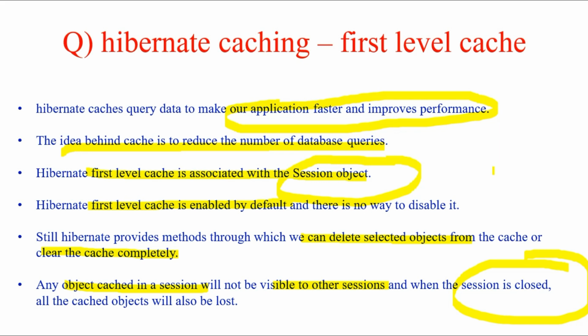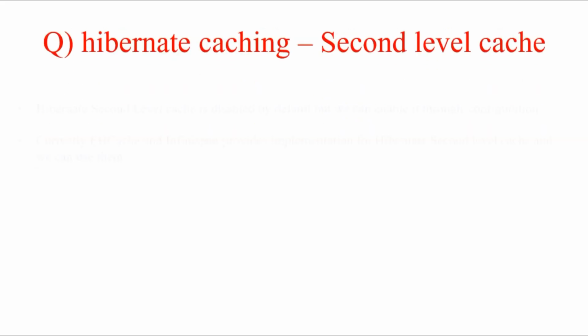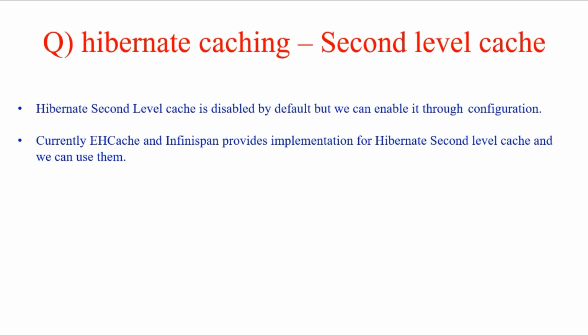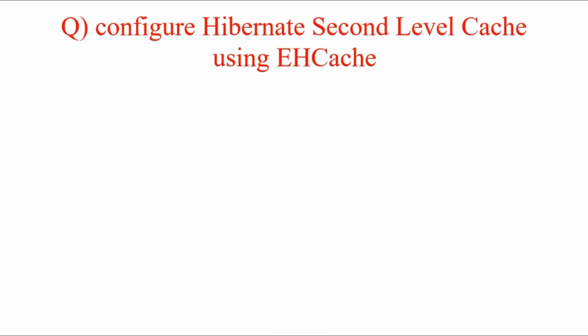That is why there is a concept called second level cache. The second level cache is by default disabled, but we can enable it through configuration. I'll tell you how. There are a few implementations for enabling the second level cache. The two important ones, EHCache and Infinispan, provide the implementation for the second level cache, and we can use them. But I always prefer EHCache over everything because the performance is far better.